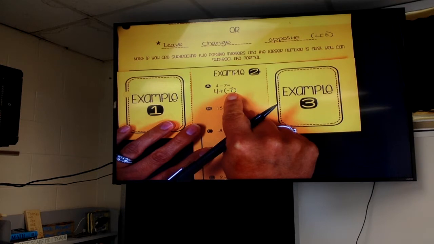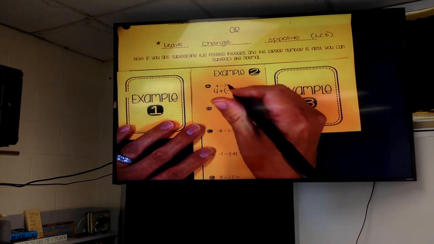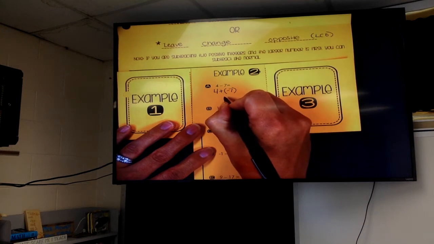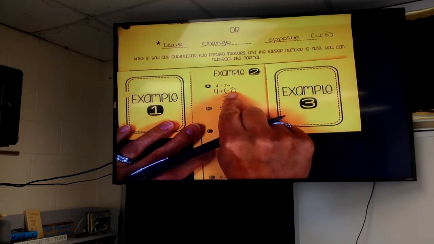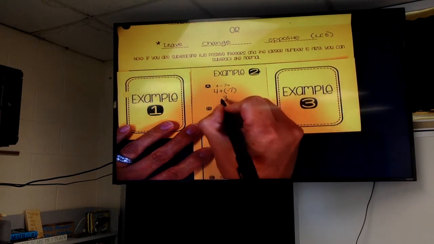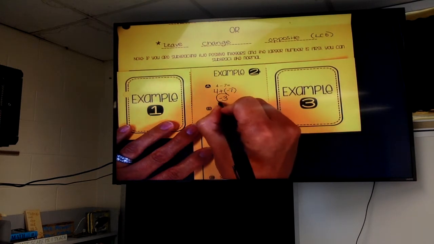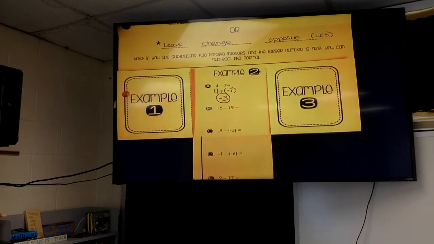Then I'm going to use my adding integers rule. So my signs are different. Different means difference. So I'm going to subtract. 7 minus 4 is 3. And then I'm going to look. 7 is larger than 4, and 7 is negative. So my answer would be negative 3. 4 minus 7 is negative 3.